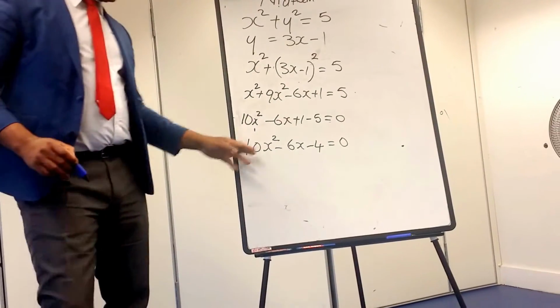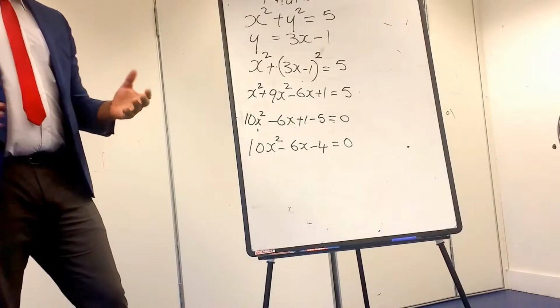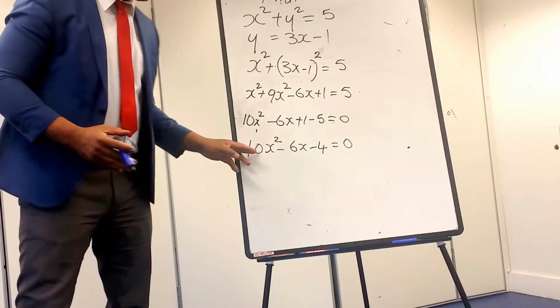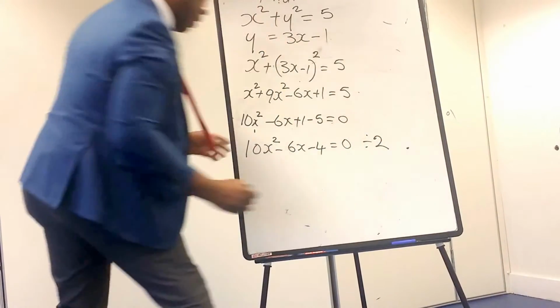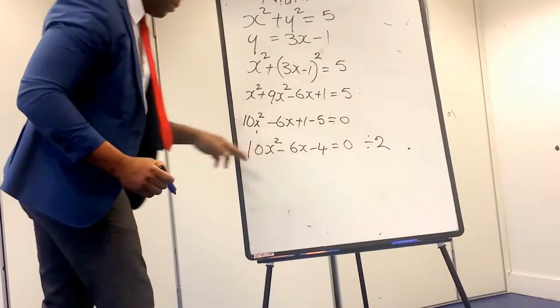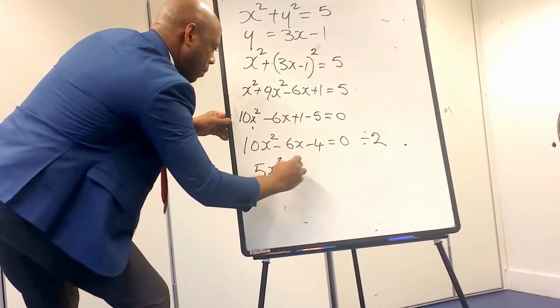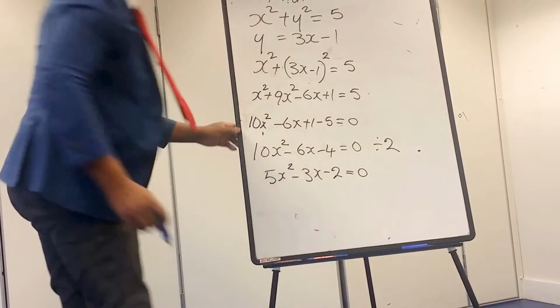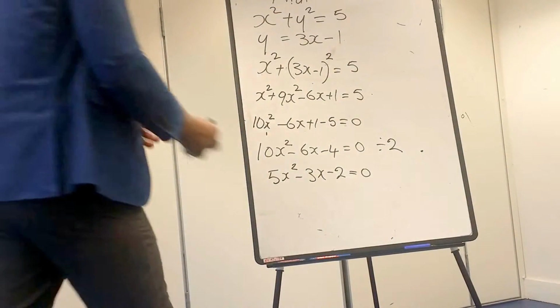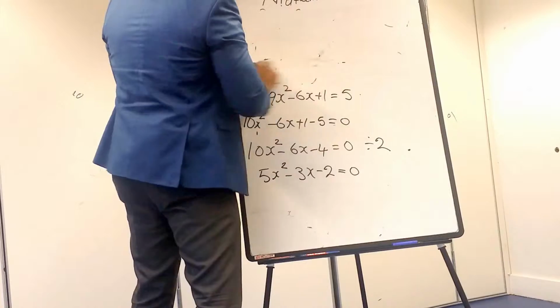Okay? Now we need to factorize in order to solve our equation. But just to make our life easier, we can divide through this equation by 2. Okay, so if we divide this equation by 2, we will have 5x squared minus 3x minus 2, and that's all equal to 0. Okay, so now we can factorize and solve for x.